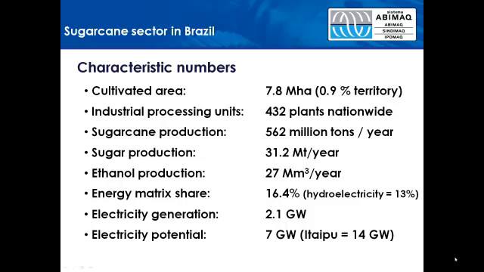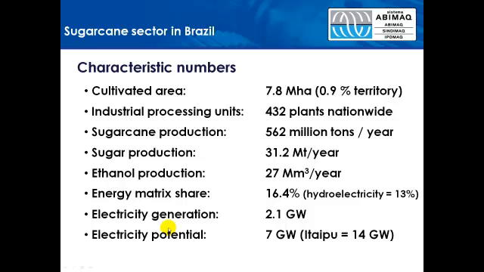The sugarcane sector in Brazil can be characterized by some numbers. The cultivated area, 7.8 megahectares, which is actually 0.9% of the whole territory. 432 processing units nationwide. The sugarcane production, sugar production, ethanol production. Also the energy matrix share, 16.4%, which is higher than hydroelectricity, 13%.